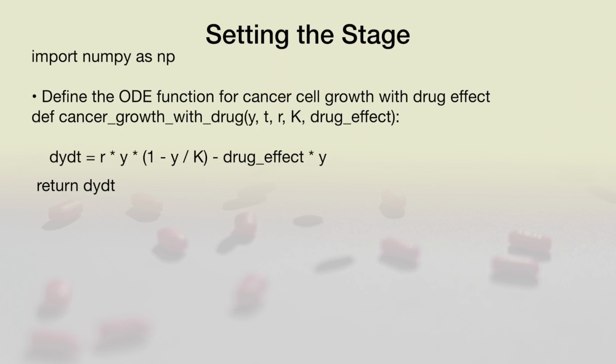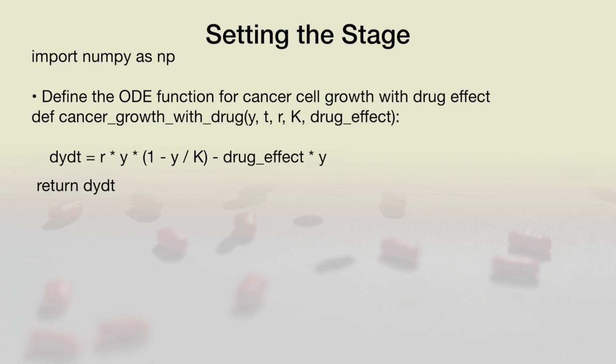Here r is the growth rate of cancer cells. K is the carrying capacity. Again I am repeating, r is the growth rate of cancer cells, K is the carrying capacity, and drug effect represents how the drug impacts cell growth. I hope you understood what these variables are doing.